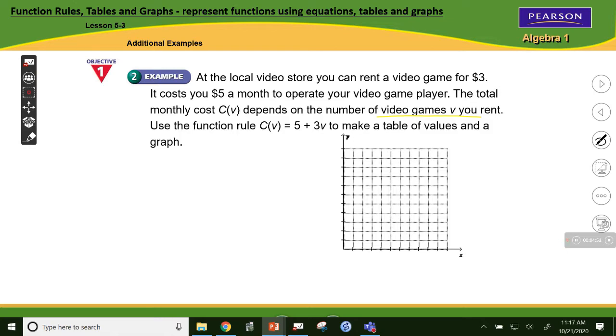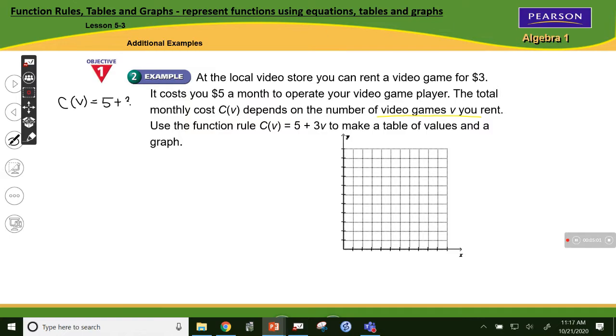So the first thing I want to do is organize my information. They've given me this function rule, and I want to know what I'm talking about when I write about it. So C of V equals 5 plus 3V. Well, this tells you that the independent variable, the input, is V. So V equals number of video games, and C equals the cost. You can even write C of V equals the cost, but that's kind of how I think about it. You've got the input on the inside of the parentheses, the output on the outside, which would be C. But C of V is technically the whole output.